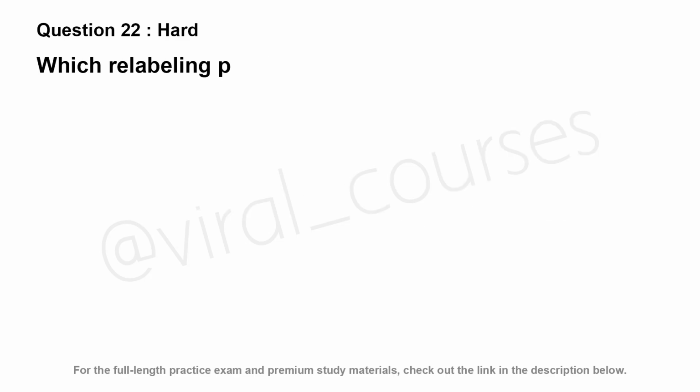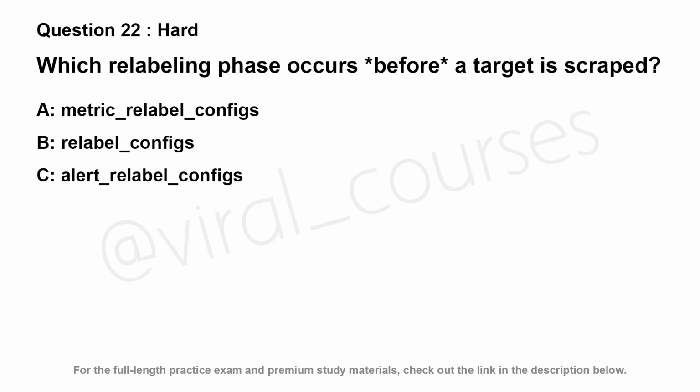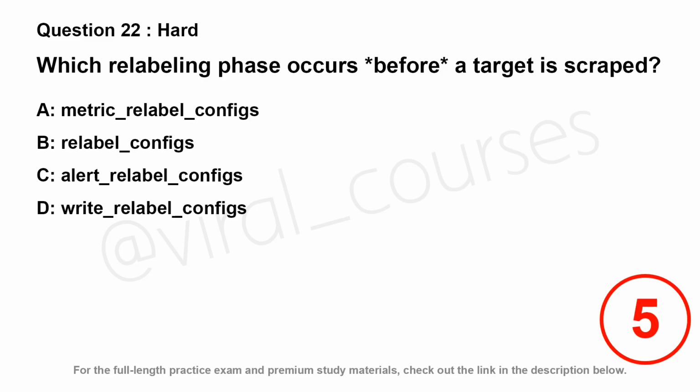Which relabeling phase occurs before a target is scraped? Option A, metric_relabel_configs. Option B, relabel_configs. Option C, alert_relabel_configs. Option D, write_relabel_configs.